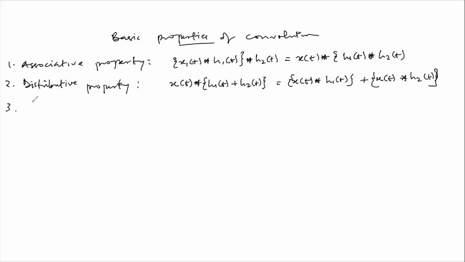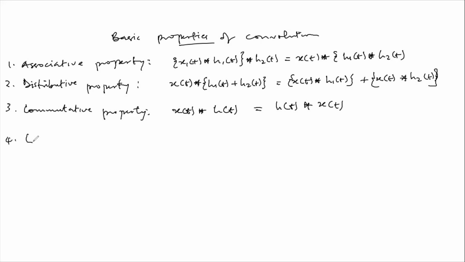The third property is the commutative property. In this case, S of t convolved with H of t is the same as H of t convolved with S of t. And then we have the linearity property, like we established in our previous lecture.